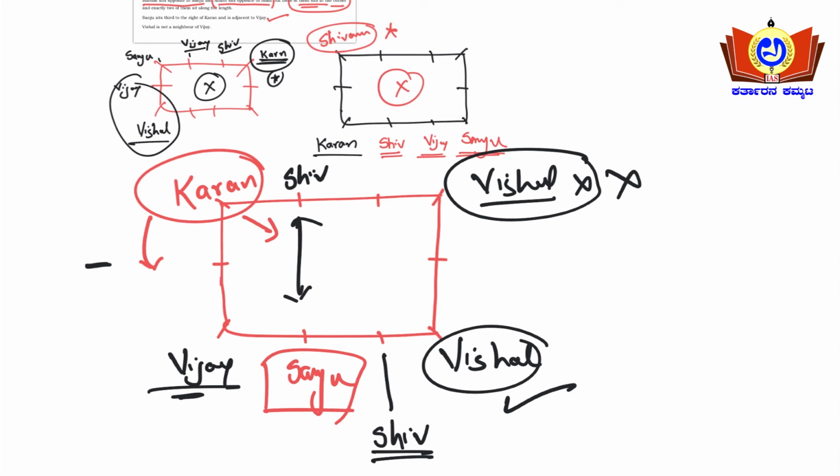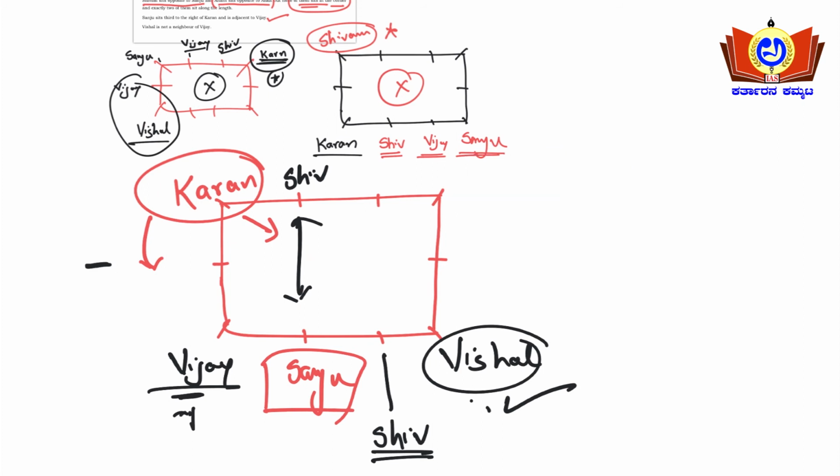Sanju is third to the right of Karan. This position is okay. Sanju is adjacent to Vijay. So Vishal and Vijay are not neighbor, okay? Vishal and Vijay are not neighbor, so this condition is also placed here. So Vijay is here and Vishal is here, okay? They are not neighbor here. And the first statement said that Anant, Vishal and Tappu are in the same row, okay? Anant, Vishal, so Vishal position we got here, right? So Anant, Vishal and Tappu, so Tappu might be here, so Tappu might be here and Anant might be here, okay?